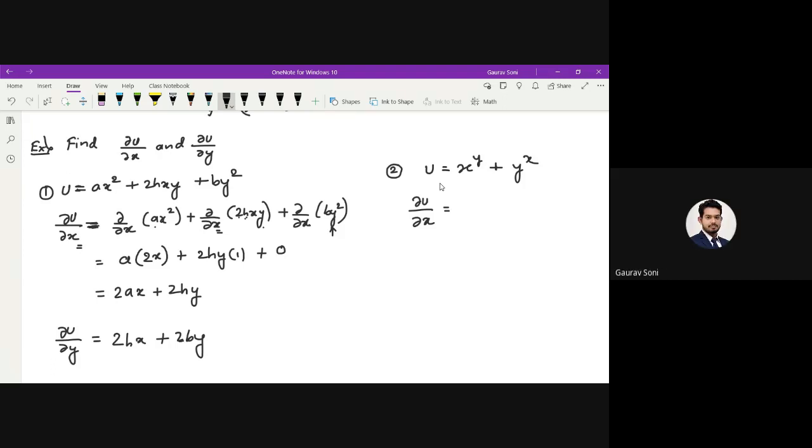Yes, tell me partial derivative of u with respect to x. Why? x raised to y minus 1. And that would be 0. Sure? Not sure. Y is a constant, constant raised to x. So y raised to x into ln y. Log y, yes, ln y. Is correct.